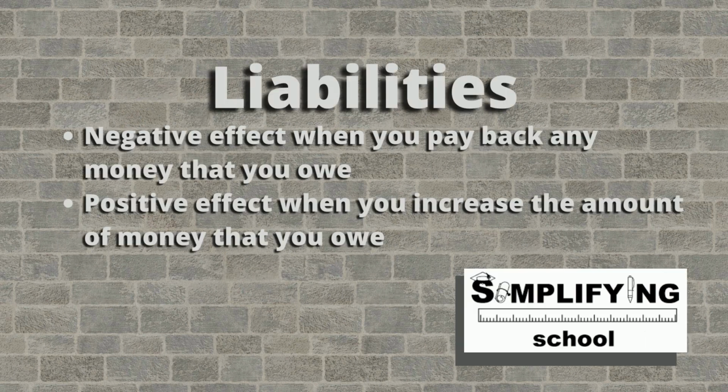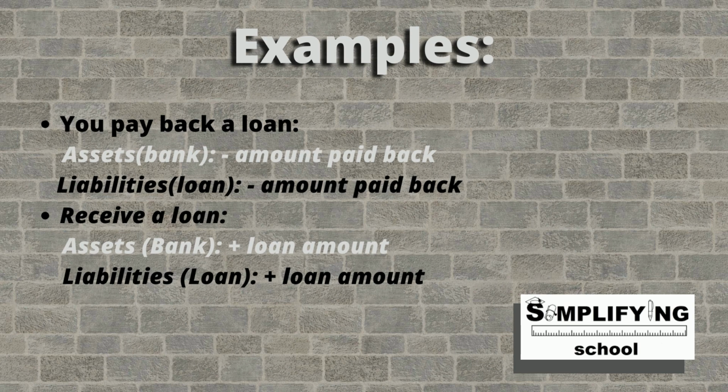Let's look at liabilities. There will be a negative effect on liabilities when you pay back any money that you owe, and there will be a positive effect when you increase the amount of money that you owe. Let's look at examples. When you pay back a loan, your bank account would decrease because of the money that you're paying back. So in other words, if we think back to assets, our assets would decrease. Liabilities would also decrease because of the amount that we're paying back. We no longer owe that money, so that's why it is decreasing.